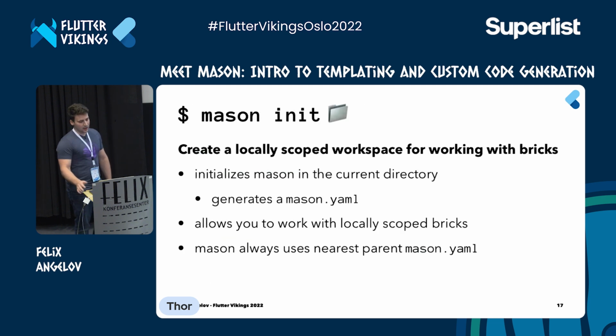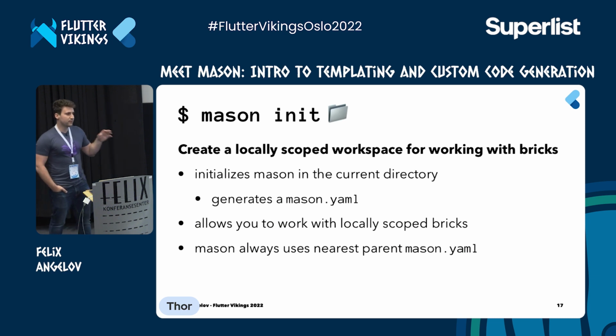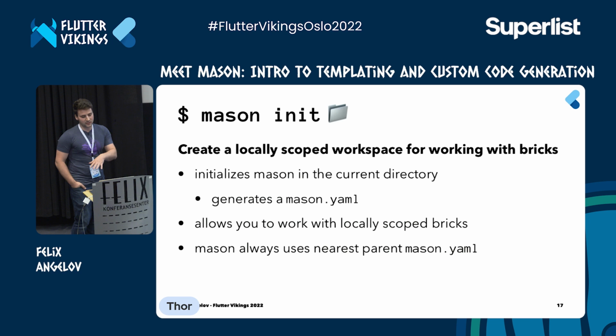The next thing that you might want to do when you install Mason is initialize it in an existing workspace, and there's this command, mason init. Maybe if you're familiar with npm, there's npm init, and other CLI tools have similar init commands. All that does is generate one file called a mason.yaml file. That means we now have a file in our current directory that allows us to register 0 or more templates, and those templates can be used within this directory or any subdirectories.